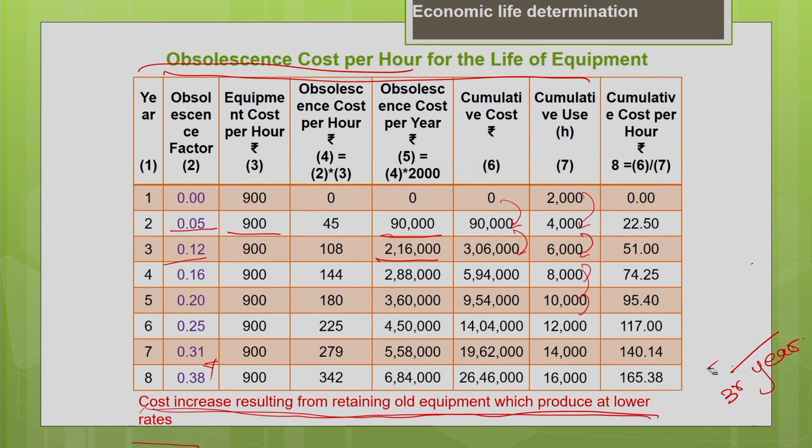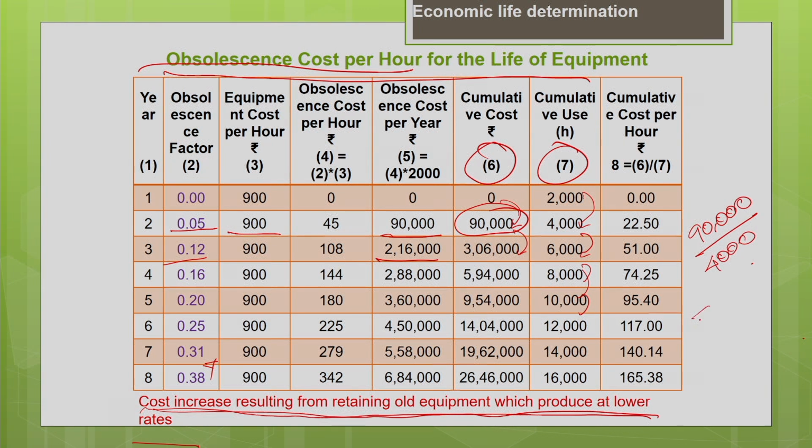The cumulative cost per hour is going to be nothing but column 6 divided by column 7. As we did for the earlier costs, we are going to follow the same methodology here. So for the second year, the cumulative cost of 90,000 is divided by the usage of the machine. For 2 years it is 4000 hours. That gives me the value as 22.5 per hour for 2 years.